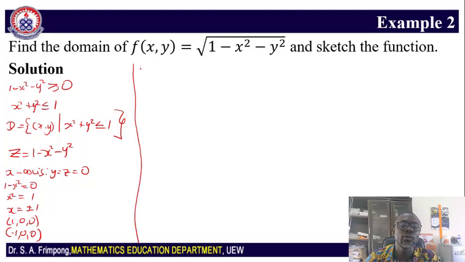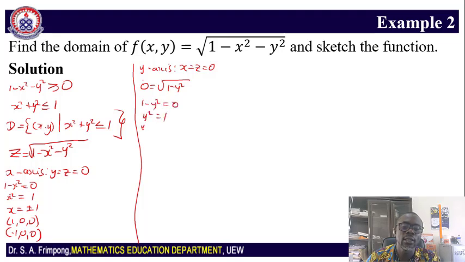Now on the y-axis, x and z are both 0. So you are going to have the square root of 0 equal to the square root of 1 minus y squared. Therefore 1 minus y squared is equal to 0. y squared is 1 and y is plus or minus 1. So the points are 0, 1, 0, and then 0, negative 1, 0.